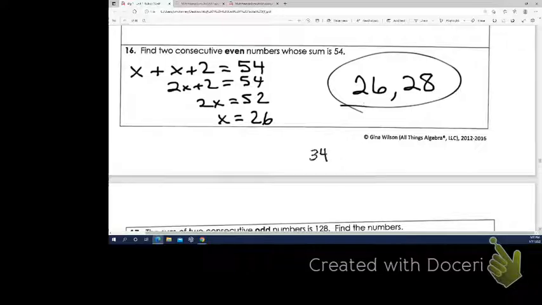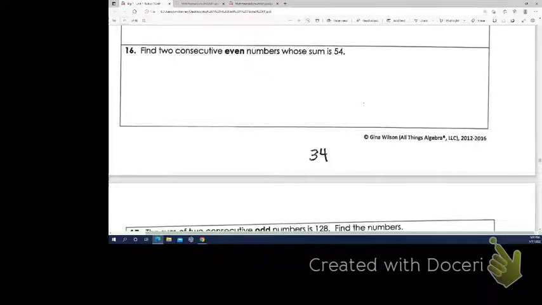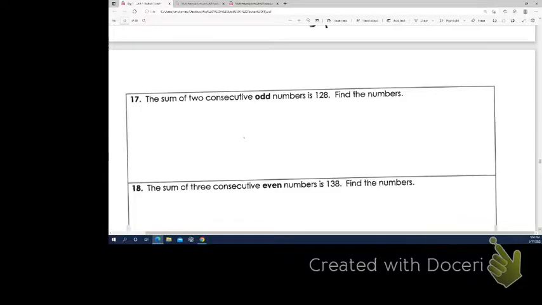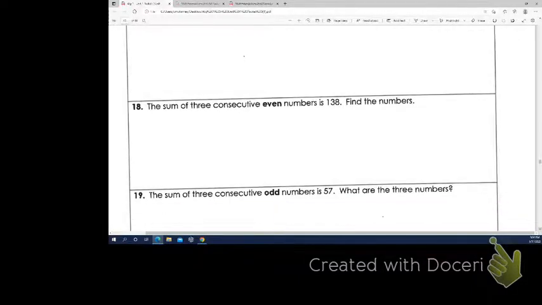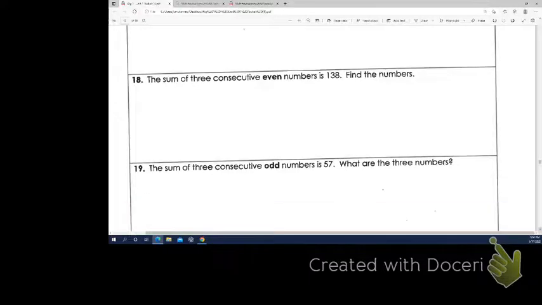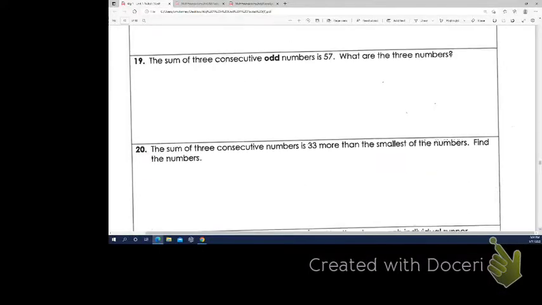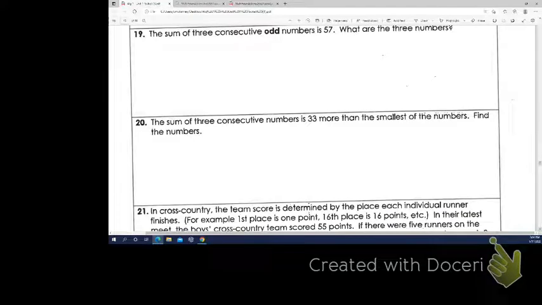And then let's jump down from there to number 19 for two reasons. Number 19 has three numbers, and it says odd instead of even. If you try number 18, you should get 44, 46, 48. Please keep in mind for number 19, the sum of three consecutive odd numbers, odd and even, set up the same as we talked about previously.